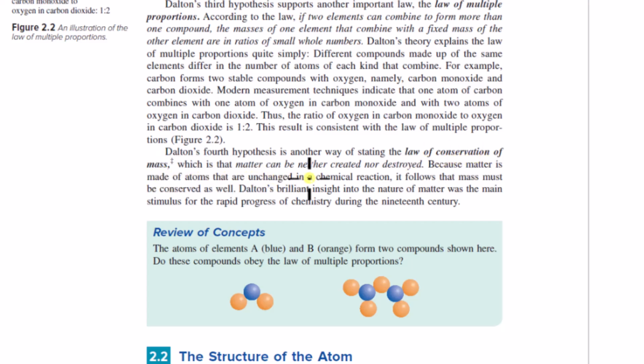Okay, now Dalton's fourth hypothesis is another way of stating the law of conservation of mass, which is that matter can be neither created nor destroyed. Because matter is made of atoms that are unchanged in a chemical reaction, it follows that mass must be conserved as well. Dalton's brilliant insight into the nature of matter was the main stimulus for the rapid progress of chemistry during the 19th century.